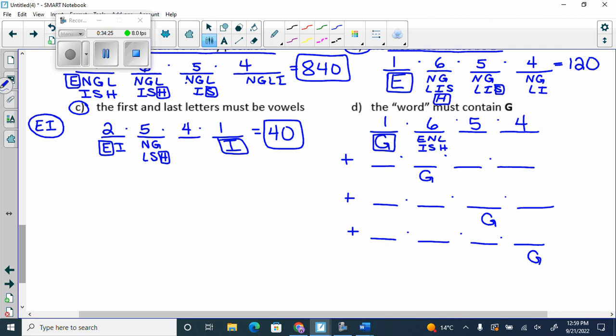What's going to happen in the next line? I get all my letters back. It's still going to be the same numbers, just out of order, right? Because I'm going to start with the G first, which gives me 1 option. Then how many letters do I have left for this one? 6, then 5, then 4. Here I have 1 option, I hold the G. 6, 5, 4. So this is 120 times 4, which is 480.